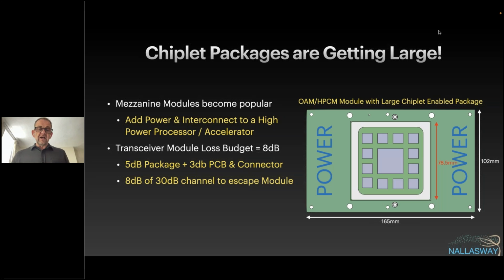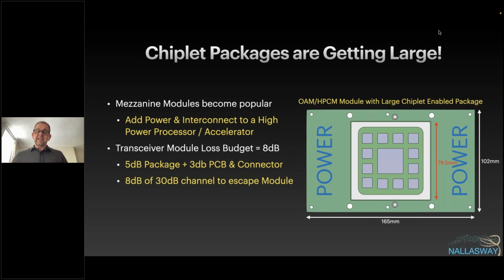When you peel back that onion a little bit, there's 5 dB allocated to the package and 3 dB allocated to the PCB and the connector. That's 8 dB of what is typically a 30 dB channel that you want to communicate across. If you've got two of these modules talking to each other, you've used over 50% of the channel budget just getting off the modules and back onto the modules. Then you've got about 14 dB left to traverse those modules. For those of you that know OAM, this is where it really hit me across the face.